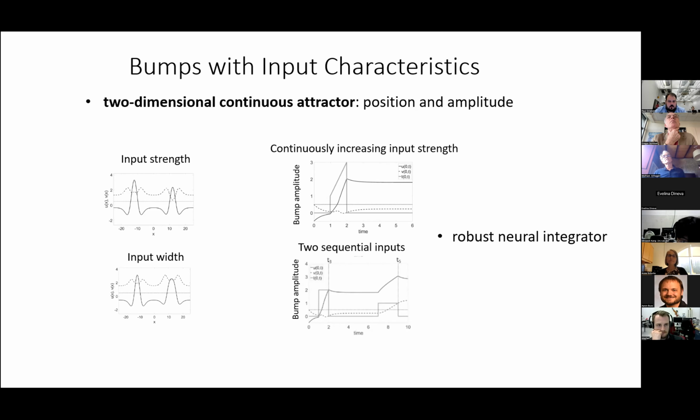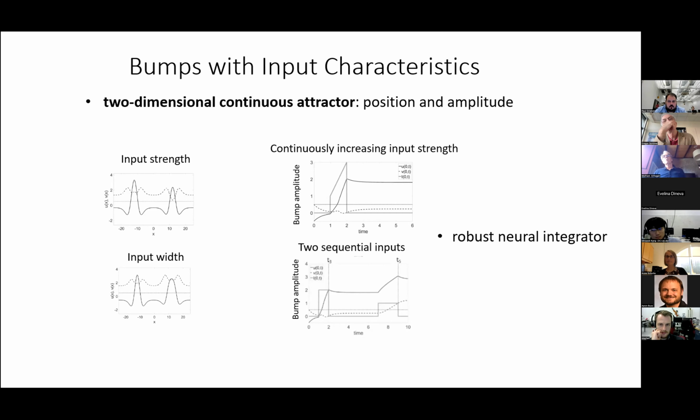Here on the right, we have examples of the robust neural integrator. What is shown here is the time axis and the bump amplitude. You see an input which is ramping up, so increasing input strength. The integrator integrates, the input stops, it has reached this saturation level and remains stable there. In this case, we have two sequential inputs. The bump reaches this level, then a second input is given, it ramps up and settles at this level. So we have really evidence for a continuous integrator.